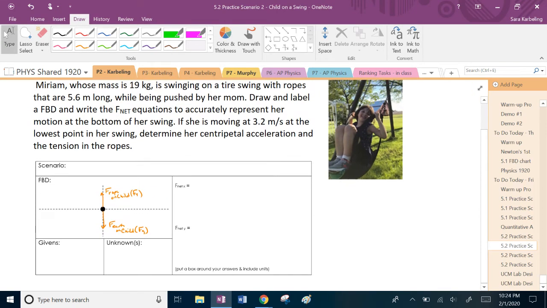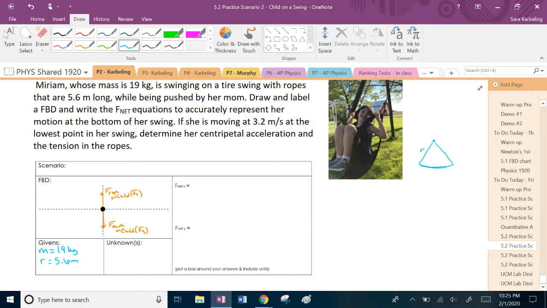But let's write our givens down just so we don't forget to do that. Okay, so if we write down our givens, looks like we know the mass is 19 kilograms, okay? And the ropes are 5.6 meters long. So remember we talked in class about how it's not like she's actually going in a circle, but if you look at the motion of a swing, it does make a part of a circle, right? And the length of the ropes really represent the radius of that circle. So that 5.6 meters is really the radius of the circle or the sector of the circle that we are looking at, okay?